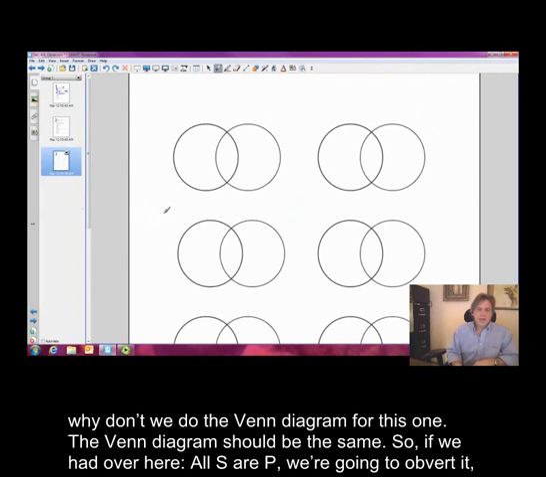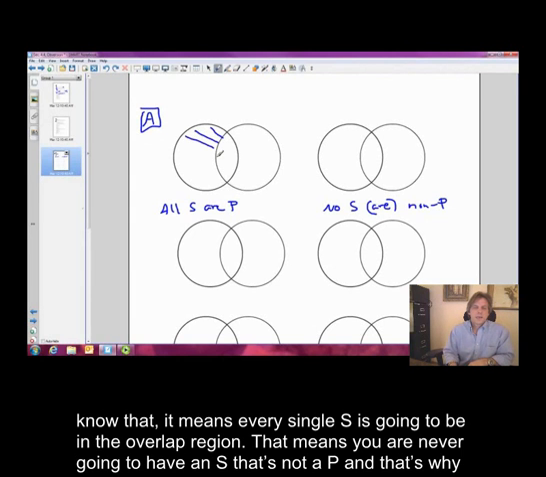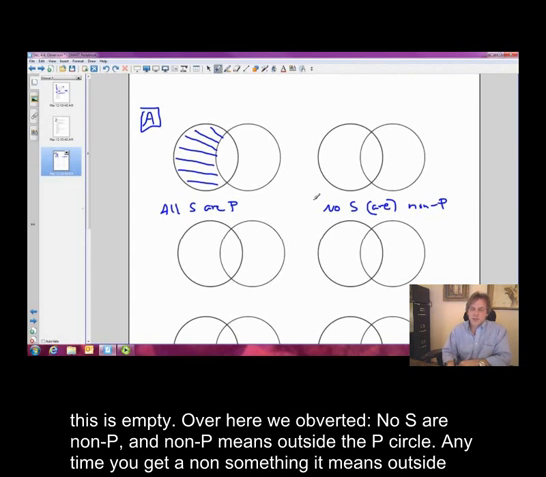So if we had over here all S are P, we're going to obvert it, so it would be no. All changes to no. No S are, and put parentheses, non-P, right? So this right here is for the A categorical proposition. Okay, all S are P, you know that. It means every single S is going to be in the overlap region. That means you're never going to have an S that's not a P, and that's why this is empty, right?